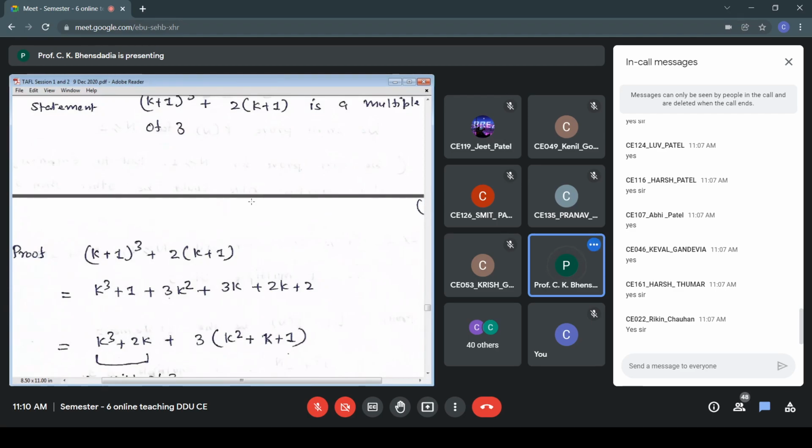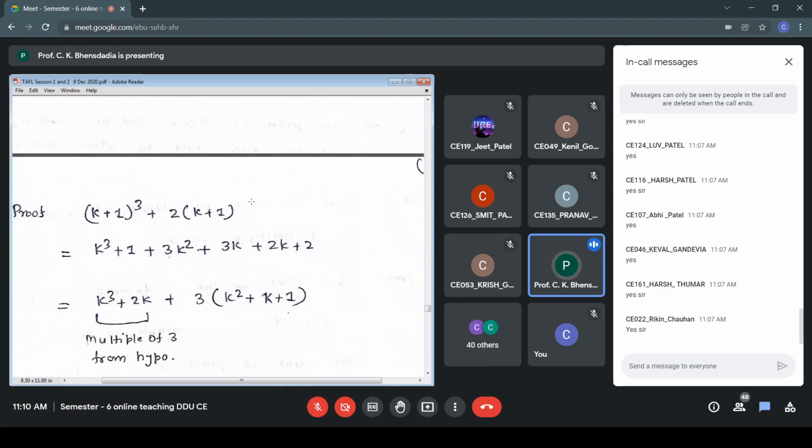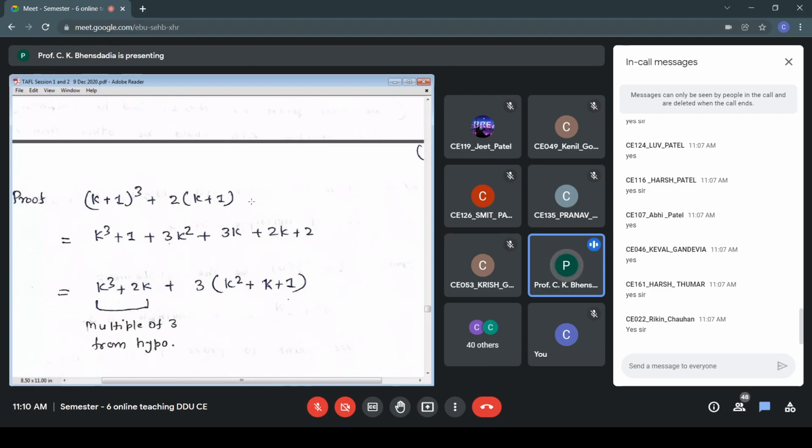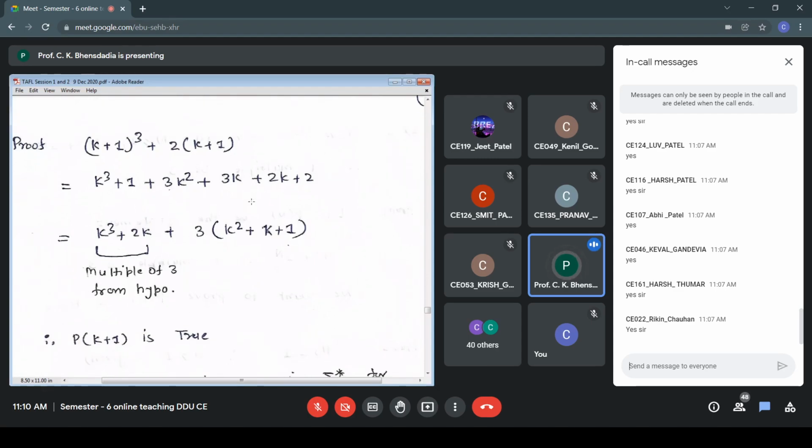That is 3k square plus 3k plus 3. So that is 3 into, within parentheses, k square plus k plus 1. So k cube plus 2k we know is a multiple of 3 using the hypothesis. And the second term is an expression that is multiplied by 3. Therefore, the entire expression is a multiple of 3. Therefore, P of k plus 1 is true.